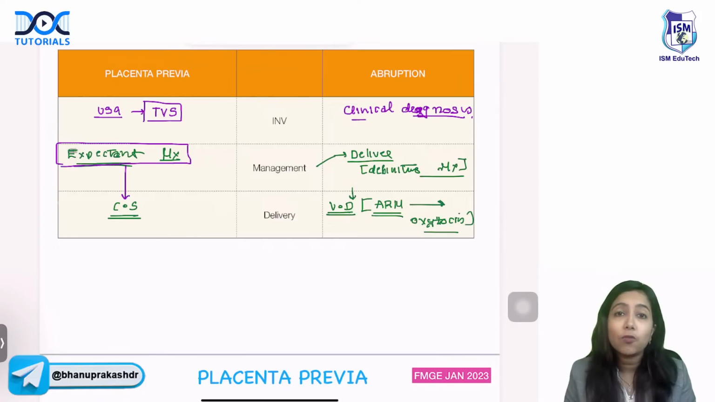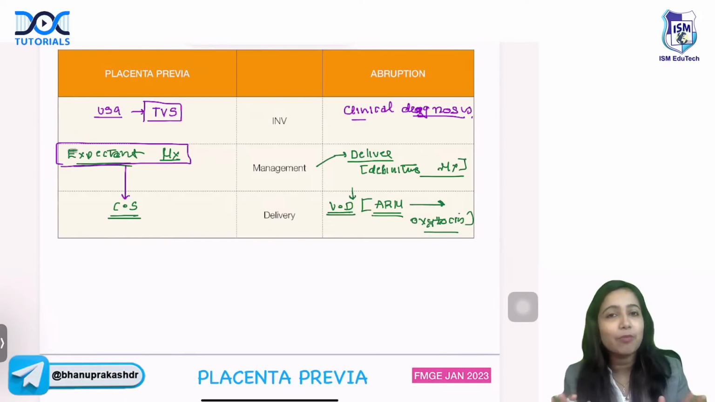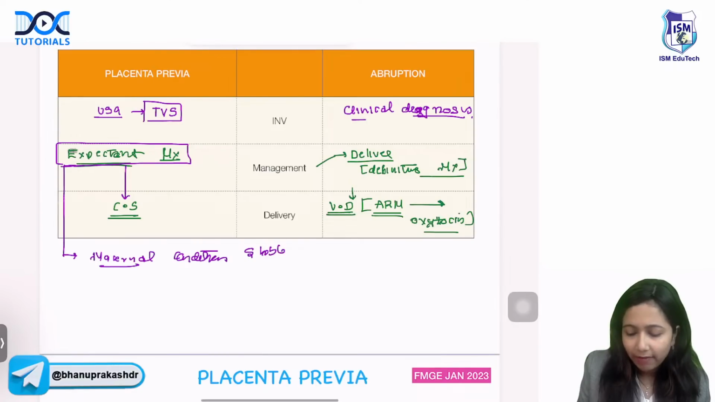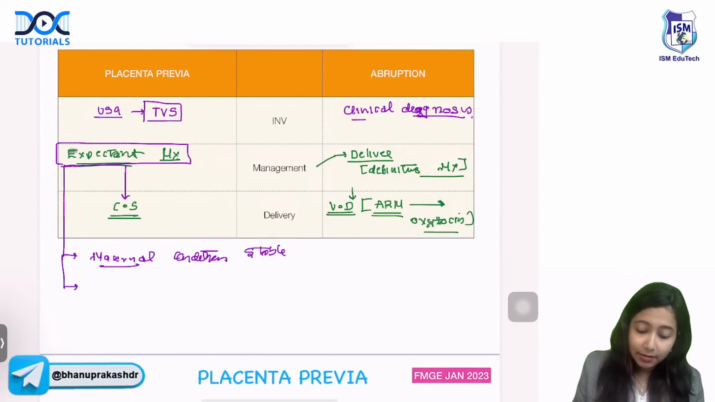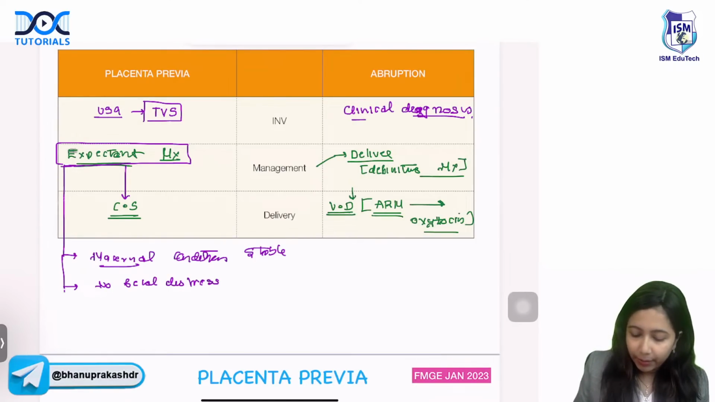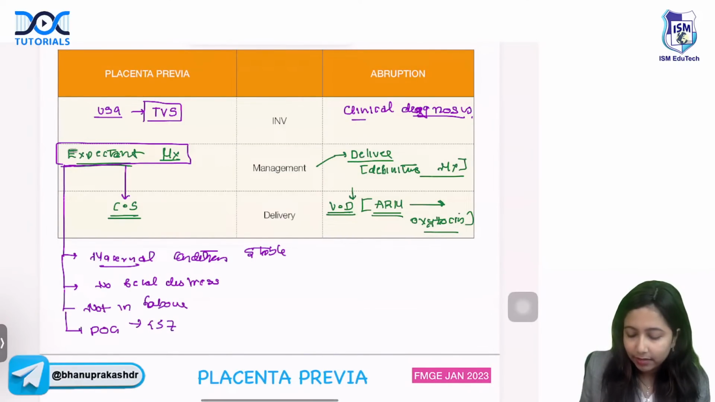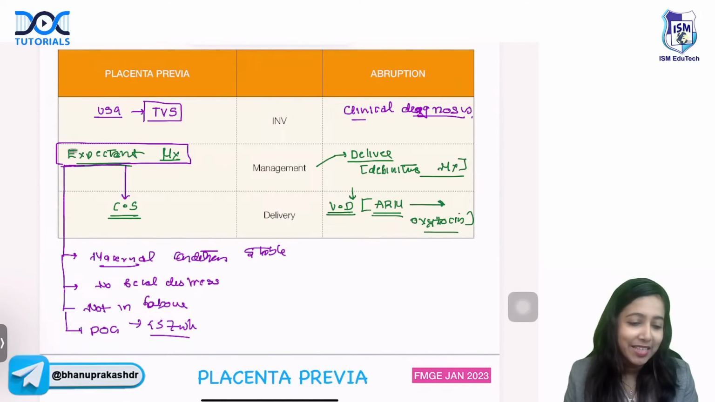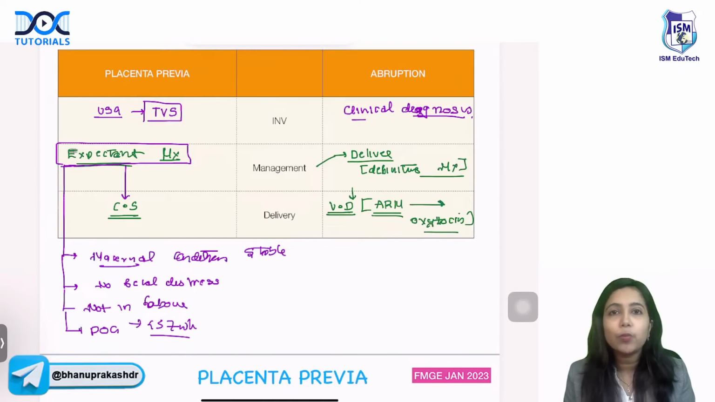So who all are the candidates for whom I can go for expectant management? Just for easy remembering, everything should be stable and fine. That means what is stable? The maternal condition is stable, that is, she should not have excessive bleeding or hemodynamic instability. The fetus is stable, that means there is no fetal distress. The patient should not be in labor and the period of gestation should be less than 37 weeks. Once it is 37 weeks, there is no further role of expectant management. So this is how you basically differentiate between placenta previa and abruption.